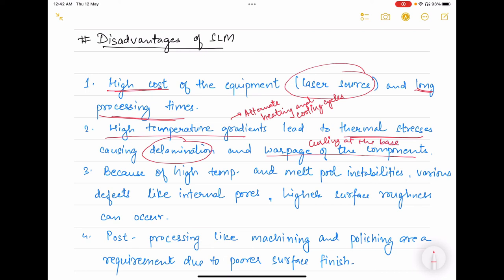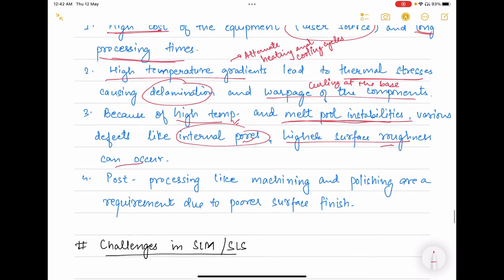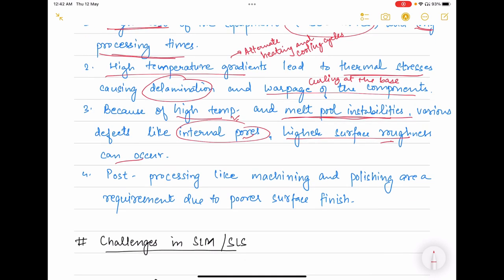Now, because of the high temperature and melt pool instabilities, various defects like internal pores and higher surface roughness can occur. Because the temperatures are really high and the melt pool is also unstable, we can have various defects like internal pores and high surface roughness. Because of these defects, post processing is required like machining and polishing, because the surface finish is not that good.